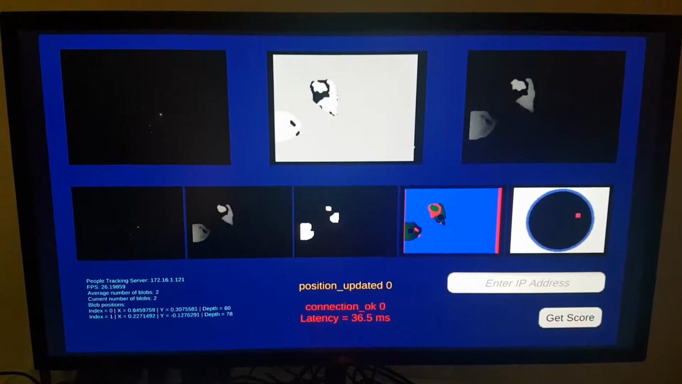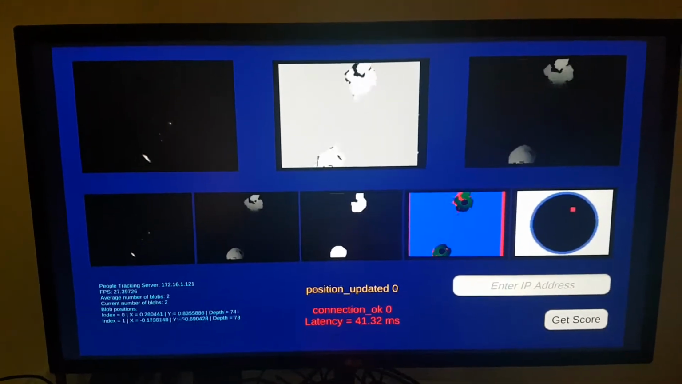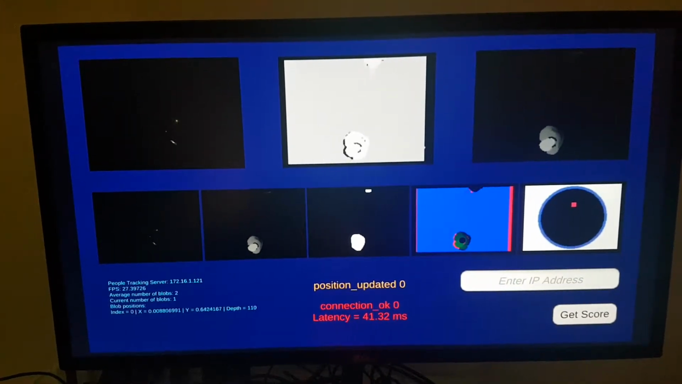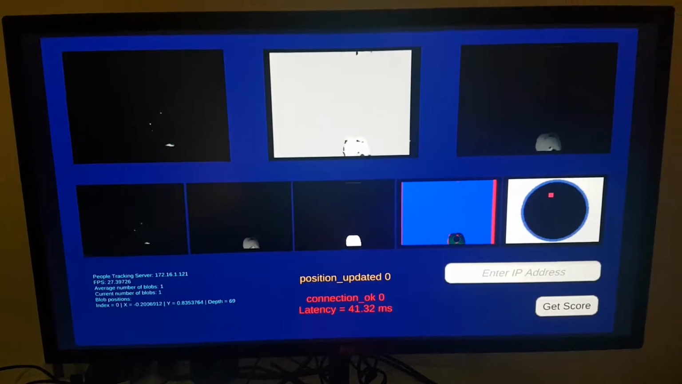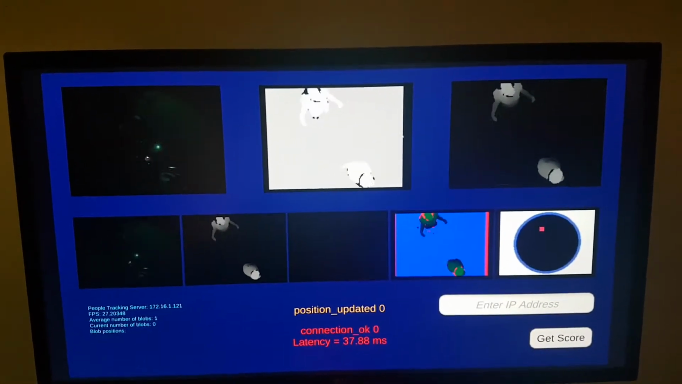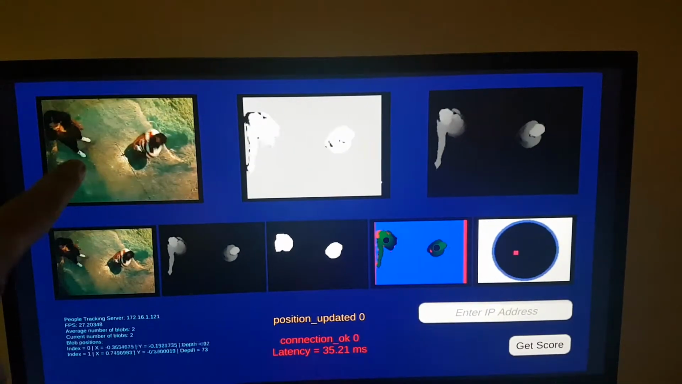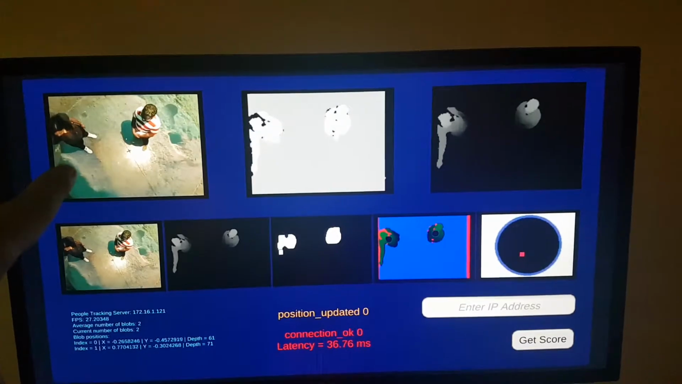Hey guys, so this is the demonstration for blob tracking. Right now there are two people inside the holodome, and they are experiencing Seattle Seahawks. As you can see, the image here is the RGB image from the sensor.